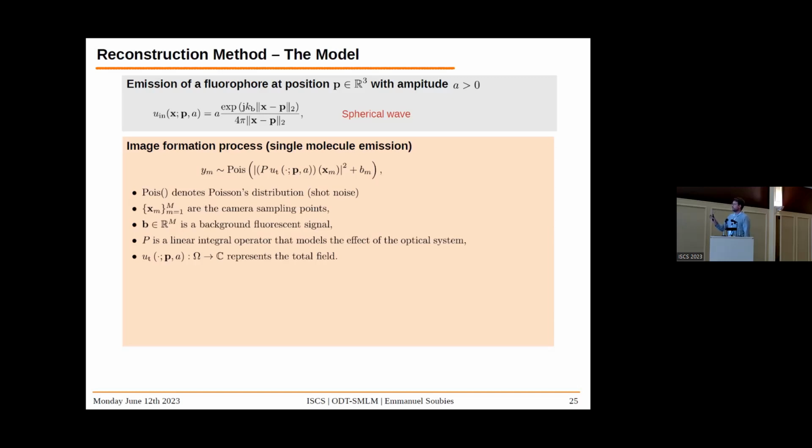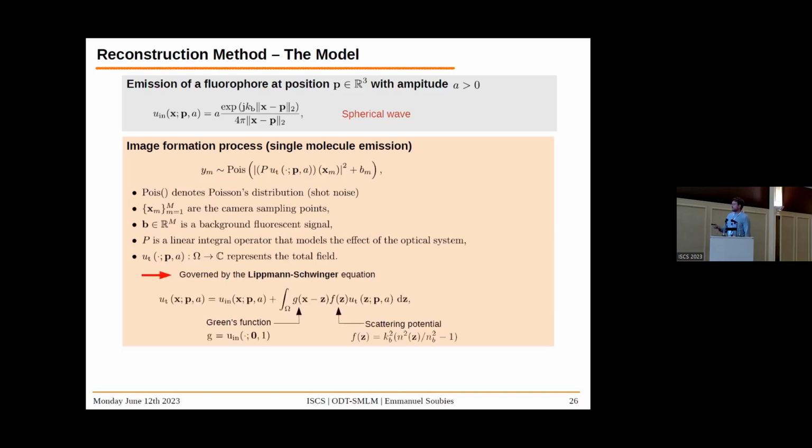We consider a Poisson noise model. We also have a background fluorescence that is modeled here. We have the camera sampling points, and the P here models the optical system, so typically it models the objective. Concerning the total field, it is governed by the Lippmann-Schwinger equation, which is the integral form of the Helmholtz equation that models wave propagation. And here we can see two main components: the Green function and the scattering potential, which is related to the refractive index. In the following, F will be related to this refractive index.